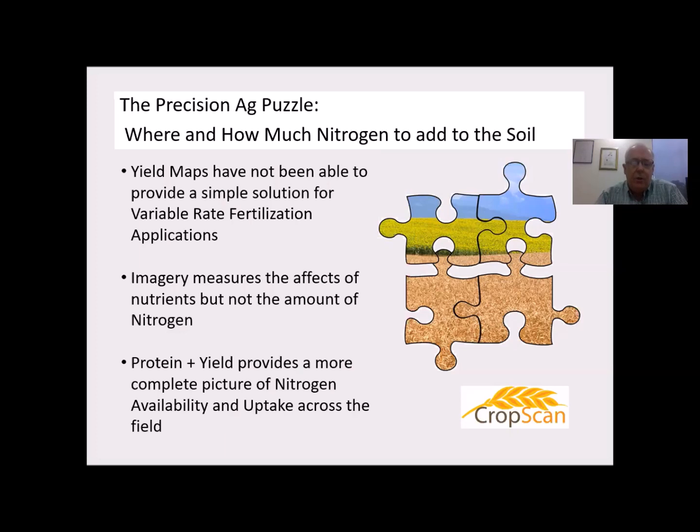Satellite imagery, which has been available for the last 10 years, and more recently drones and N sensors on tractors, really gives you a relative figure. It shows you and compares different parts of the field, but it doesn't really tell you about the amount of nitrogen that's being used. Whereas by measuring protein on a non-combine analyzer and combining it with yield, now you can start to get a much better picture of the amount of nitrogen that was available and how it's been taken up by the plant.